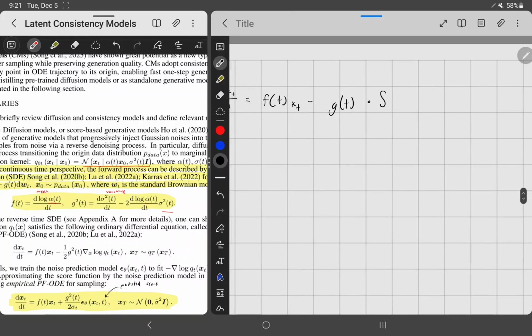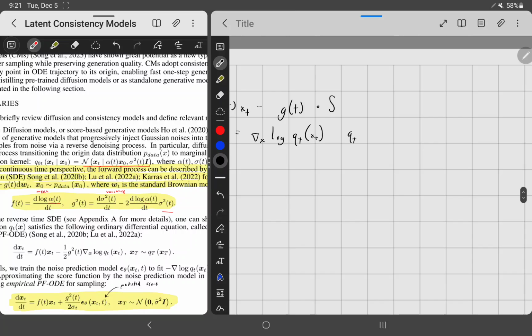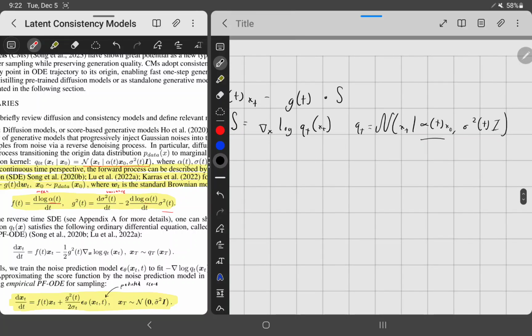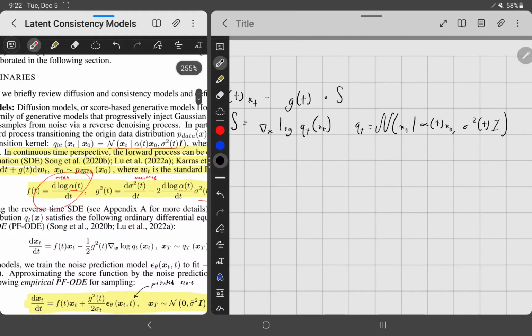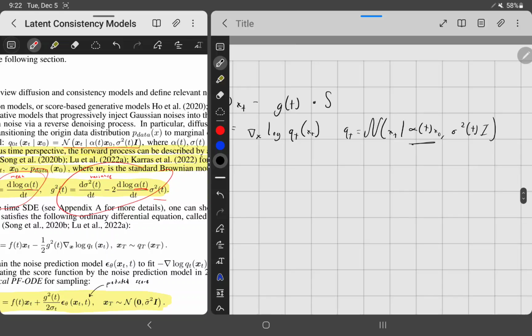Now, s is our score, and the score is equal to the gradient with respect to x of log q_t of x_t. And q sub t is, right here, basically your Gaussian, or your normal distribution, which has a mean of alpha t x0 and variance sigma squared t. So it's just a normal distribution with different means and variances, depending on how you want to define this. That's basically your schedulers right here. Scheduler for the data, and scheduler for the noise, which also has the data scheduler in it. Not sure why, but basically your signal and your noise.